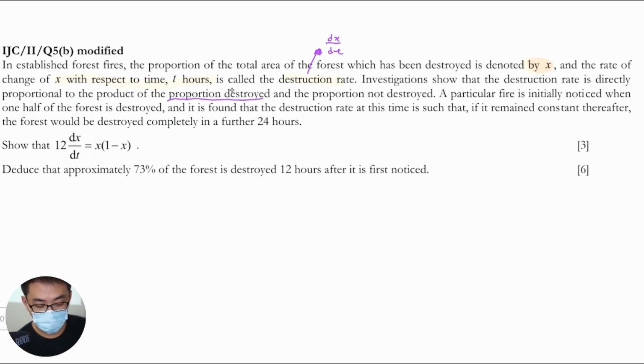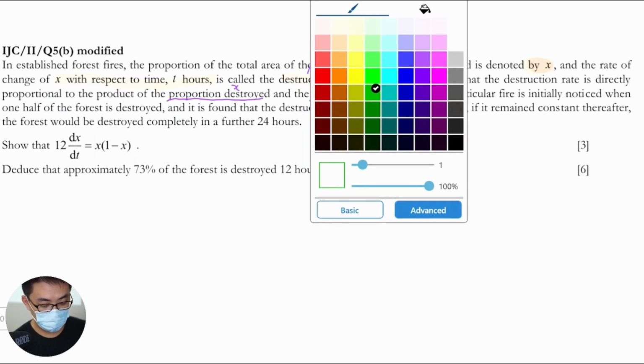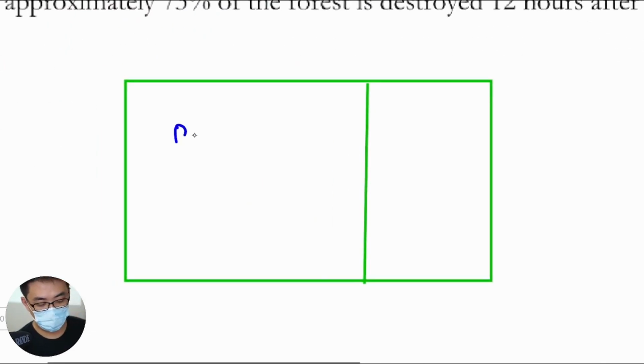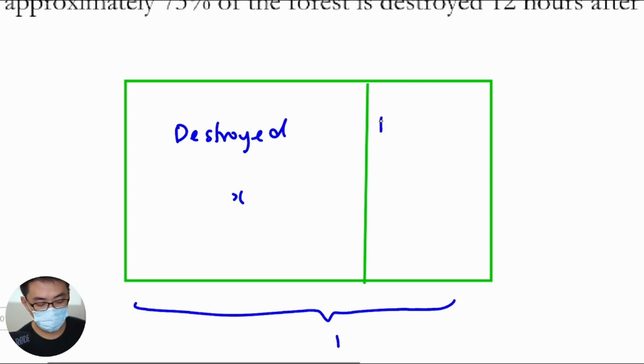Now, investigation shows that the destruction rate is directly proportional to the proportion destroyed. Proportion destroyed is X. Proportion not destroyed is 1 minus X. So imagine this is a forest fire here. Let me just draw it out. We just draw this like a forest. The destroyed part is here. When they say proportion, it is X. The total will be 100%, which is 1. So not destroyed is 1 minus X.